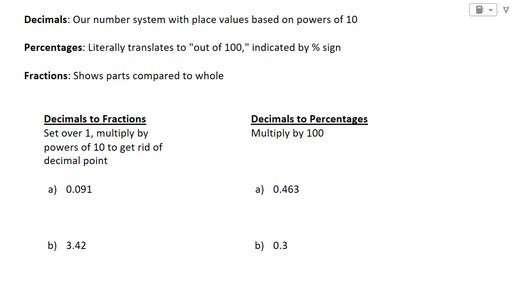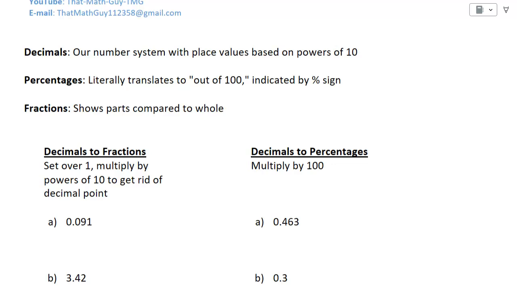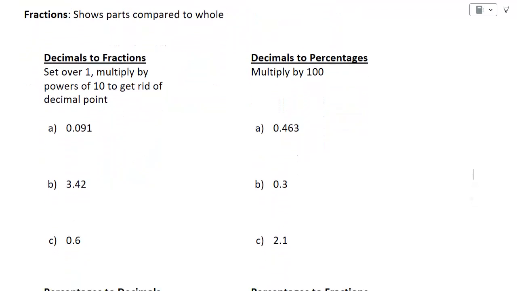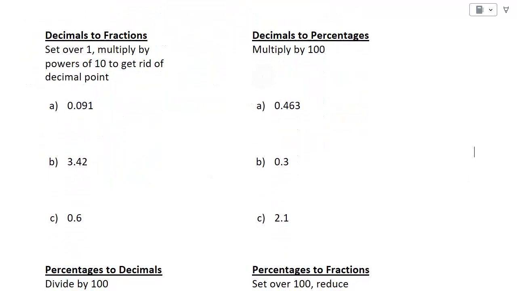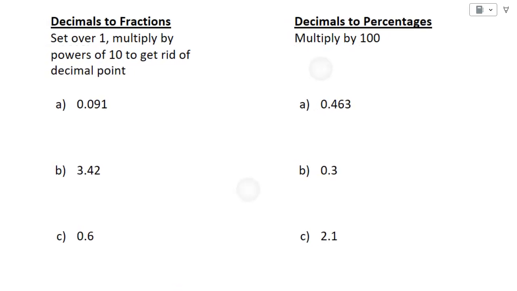So if I have 5 boys in the class and 9 total students in the class, then 5/9 of the class are boys. All right, so just a quick little review there. Jumping right in here, we're going to start with decimals and how to change decimals into both fractions and percentages.